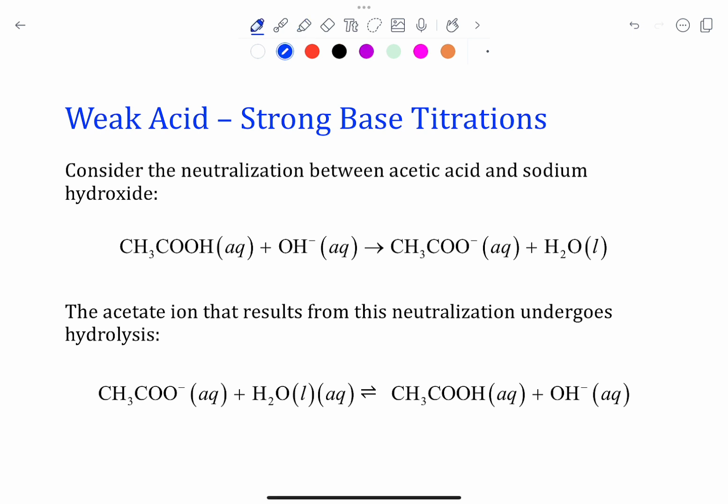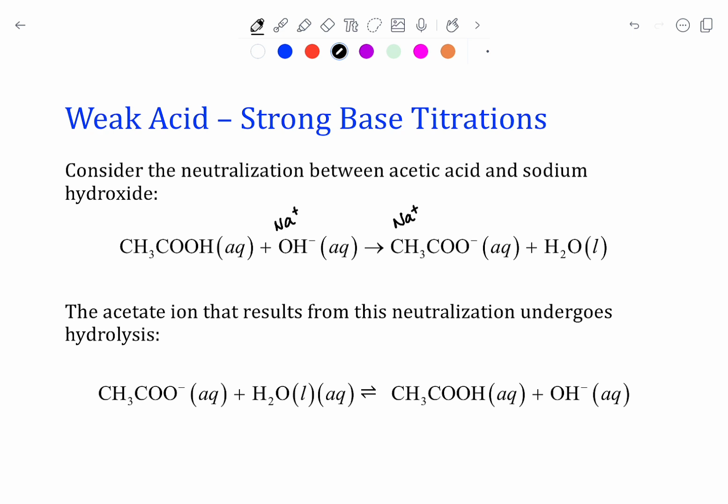Now here I don't have sodium hydroxide shown because it is just a spectator ion. It's not participating in any part of this chemical reaction because we really only care about the acid and the base being the OH minus. So this is really Na plus and OH minus. But that sodium is really just a counter ion, and it would just go with that acetate ion in the product side.